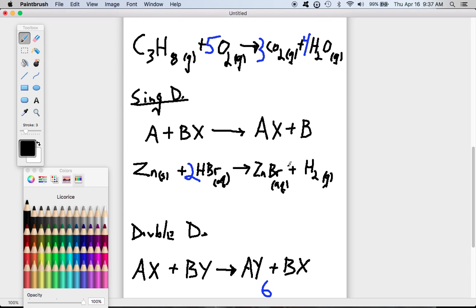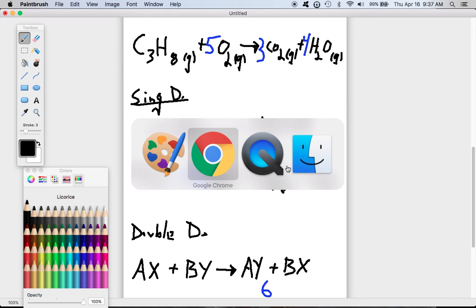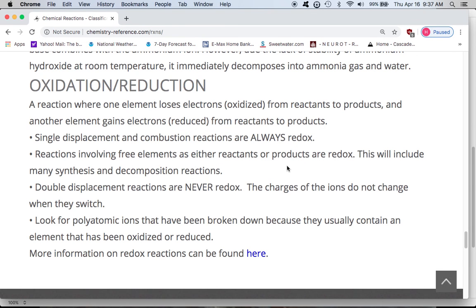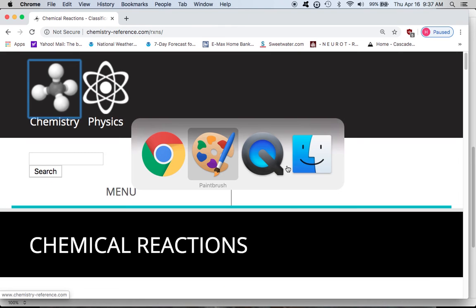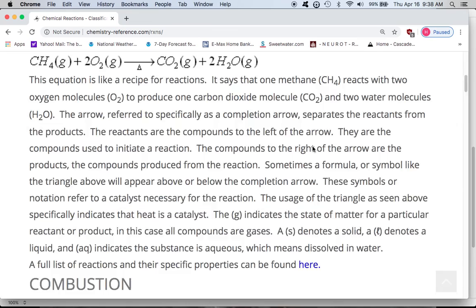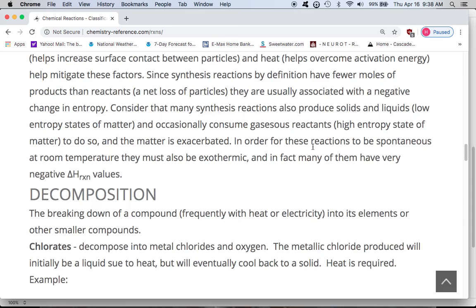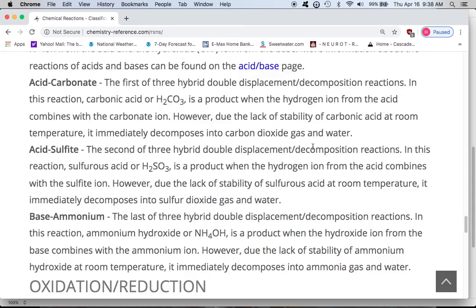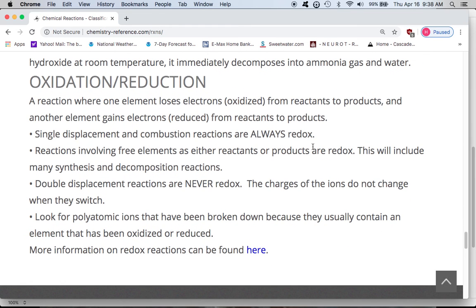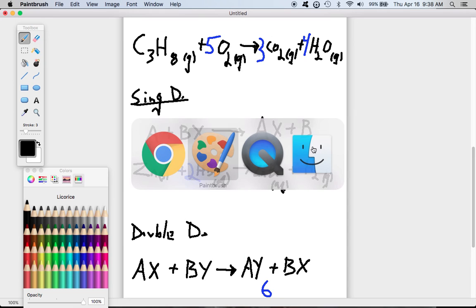Let's look at which one we were doing? I lost my train of thought there. I babbled away. Yeah, synthesis. Decomposition reactions, yeah. Now, double displacement are never. All right, that's where we ended up. Thanks for your patience, guys. I appreciate this. Down here somewhere. Redox, redox, redox. Yeah, okay, found it.